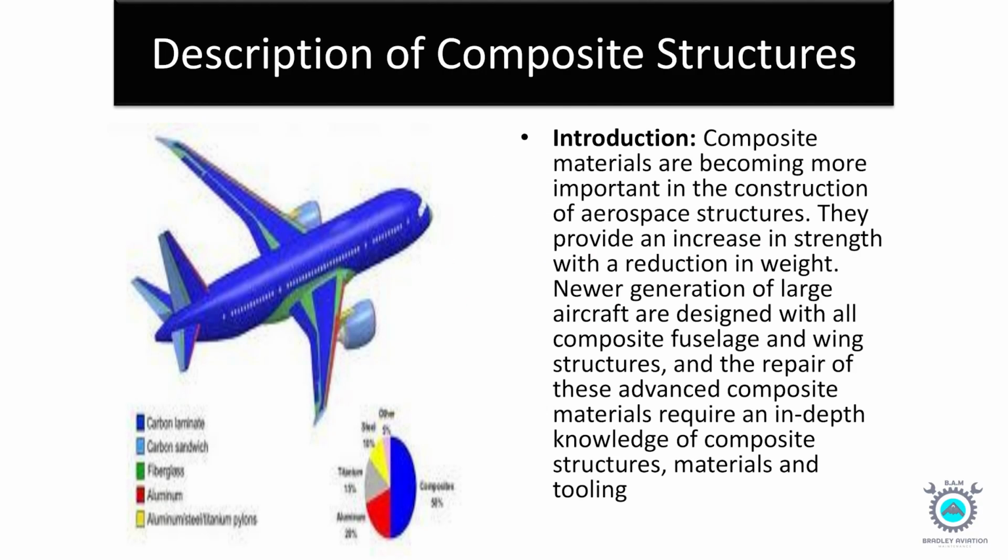Day 6. Description of composite structures. Introduction. Composite materials are becoming more important in the construction of aerospace structures. They provide an increase in strength with a reduction in weight. Newer generation large aircraft are designed with all composite fuselage and wing structures, and the repair of these advanced composite materials requires an in-depth knowledge of composite structures, materials, and tooling.